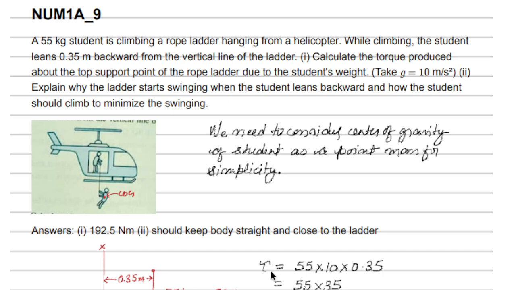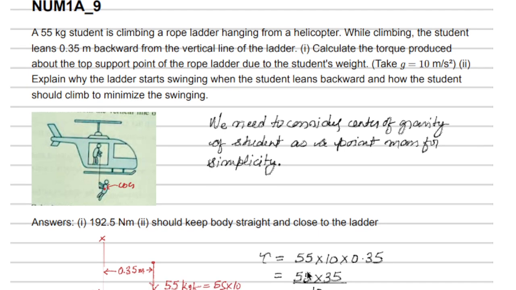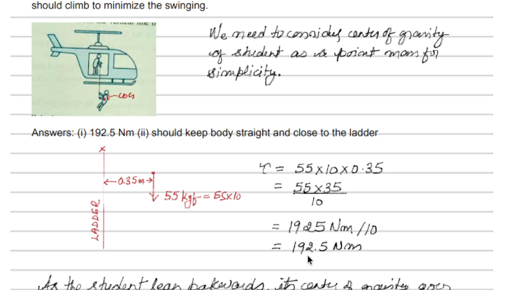So there will be a torque, or moment of force, or rotating effect due to this leaning back. We can calculate that using this formula. It comes out to be 192.5 newton meter. Now there is a moment, right? There is a clockwise moment about this point. So what will happen? This ladder will start swinging due to this moment. That is why the ladder starts swinging: there is a distance and a force acting, so we have a rotational effect, and due to that rotational effect, or moment of force, it is trying to swing it.